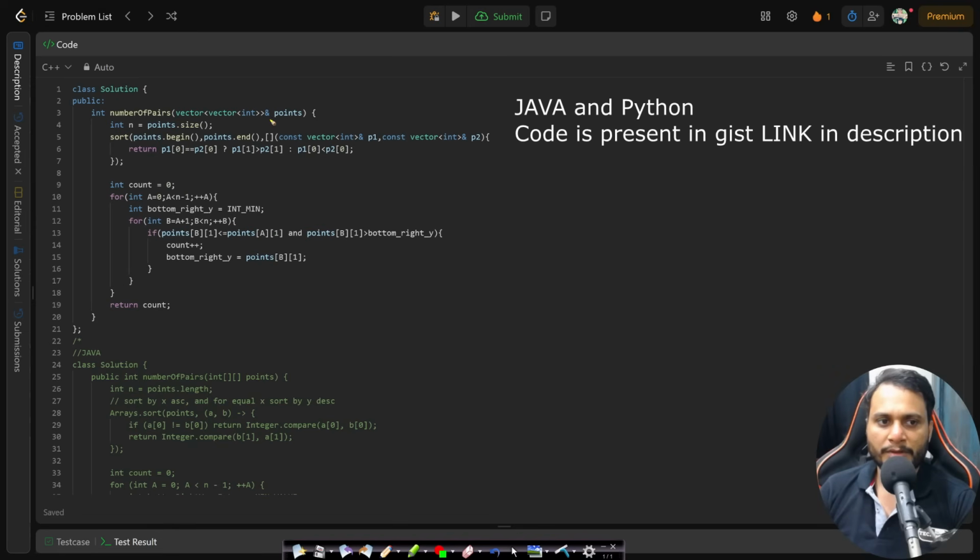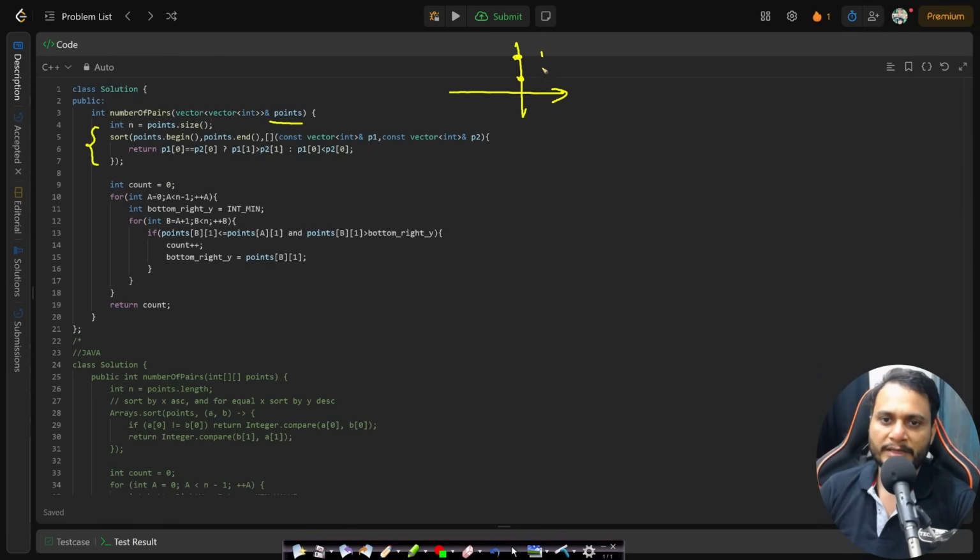In this problem, we are given the points, and the first thing we will be doing is sorting based on the x-axis, and if the x points are same, then we will be sorting in descending order of the y coordinate. So this is a custom comparator that I have written, and after this we'll be maintaining the counter starting with 0 and try all possible combinations of a and b.